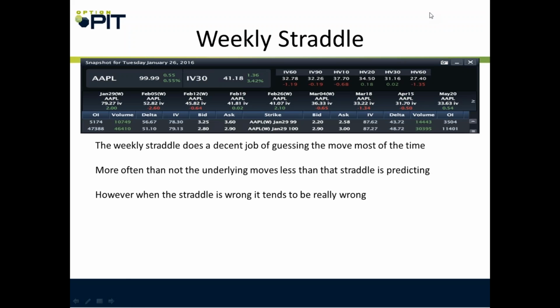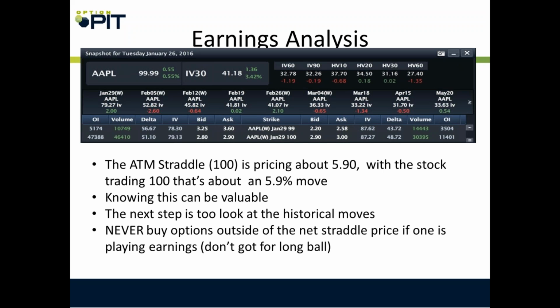So here's that weekly straddle. In this case it was underpriced, but it did a decent job, right? It was a little under $6, and Apple moved $6.60 in this case. Like I said, it tends to be really wrong sometimes.